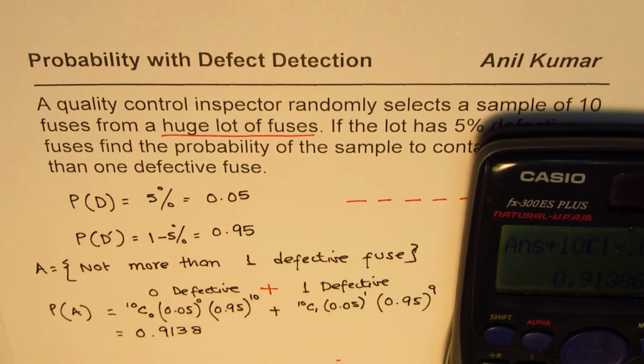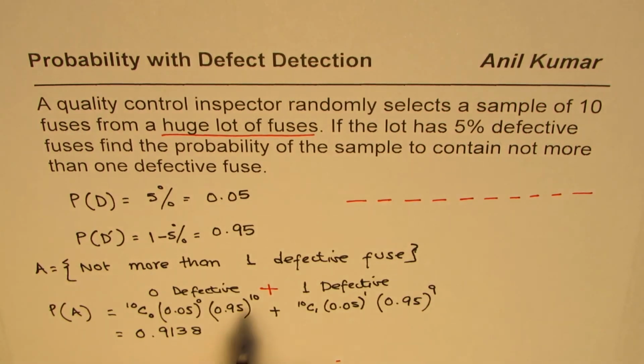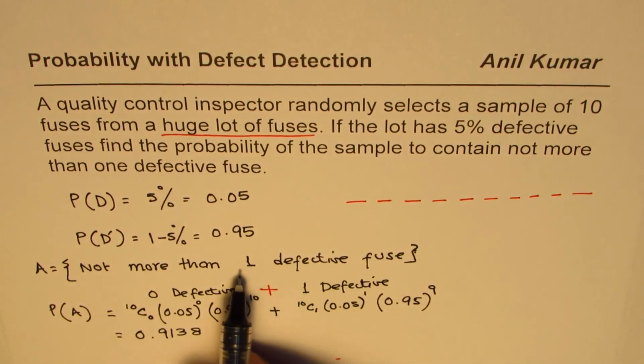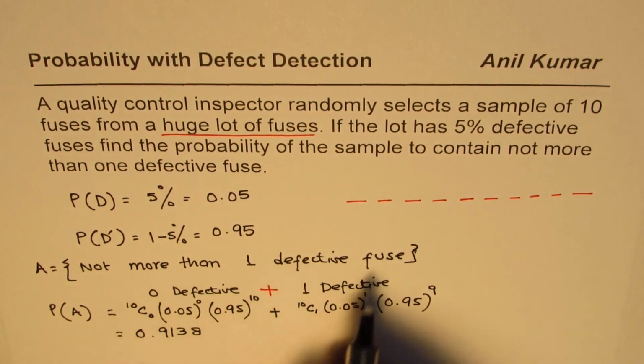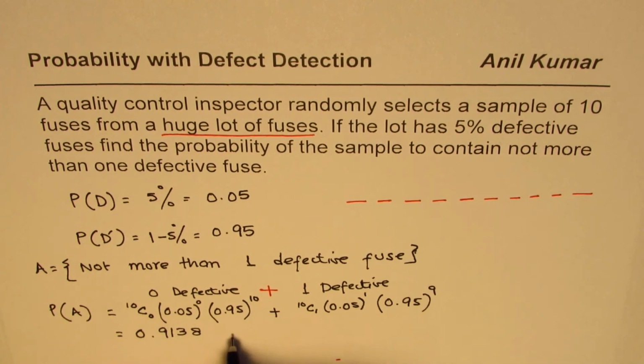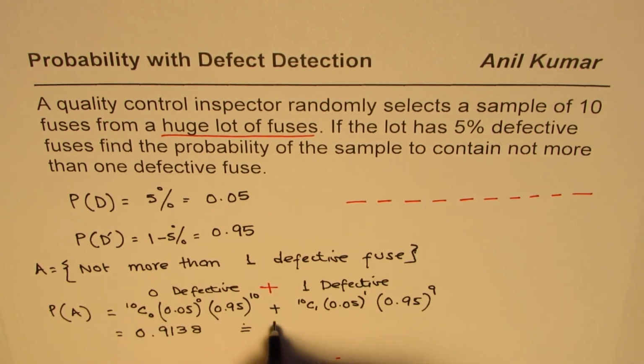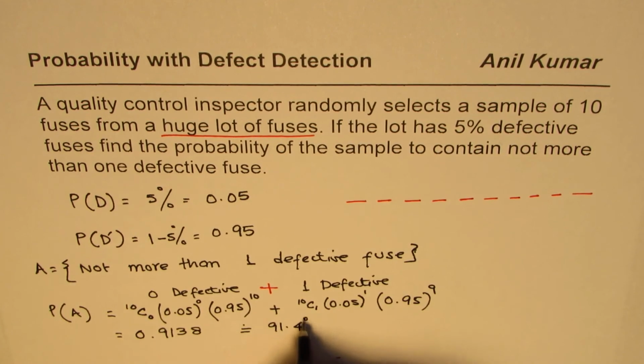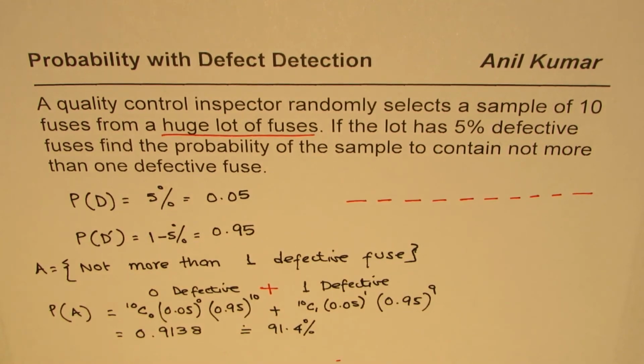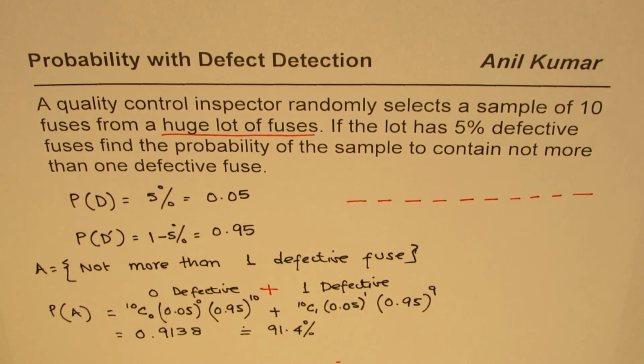0.9138. So in this case, the probability of selecting not more than one defective piece is around 91%. You can say this is 91.4%. So that is how you can solve such questions. I hope that helps. Now in a series, we'll take up binomial probabilities and then we'll understand this question from a different perspective. I'm Anil Kumar. I hope that helps. Thank you and all the best.